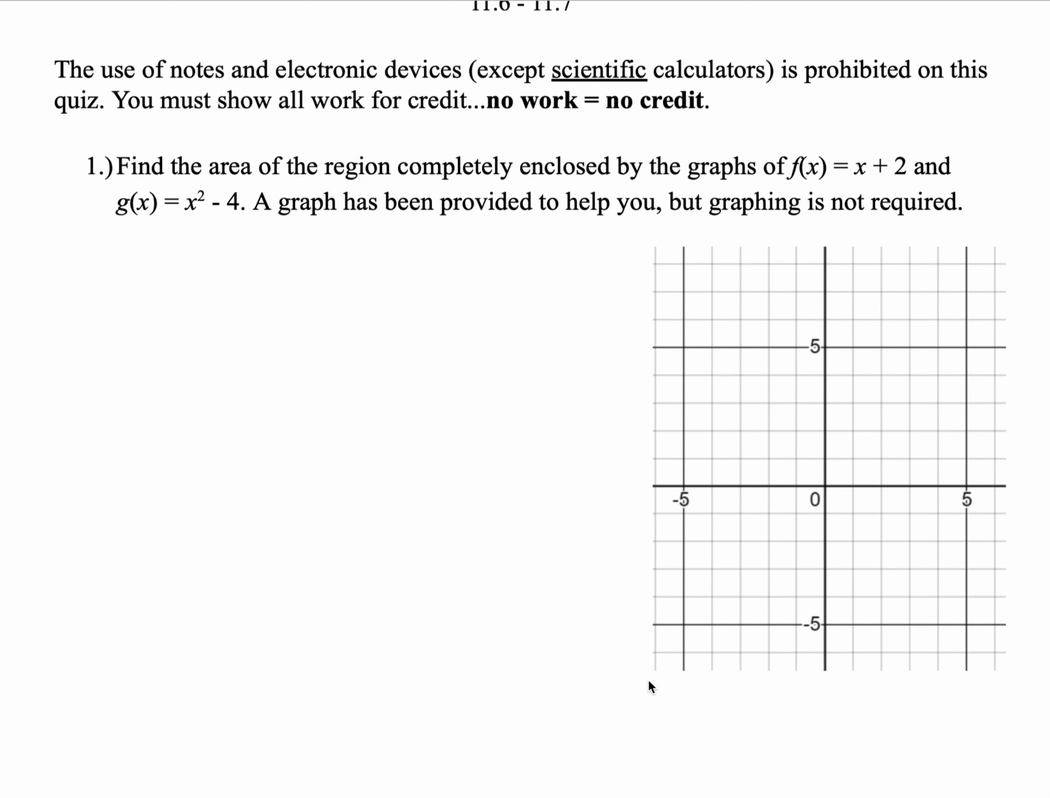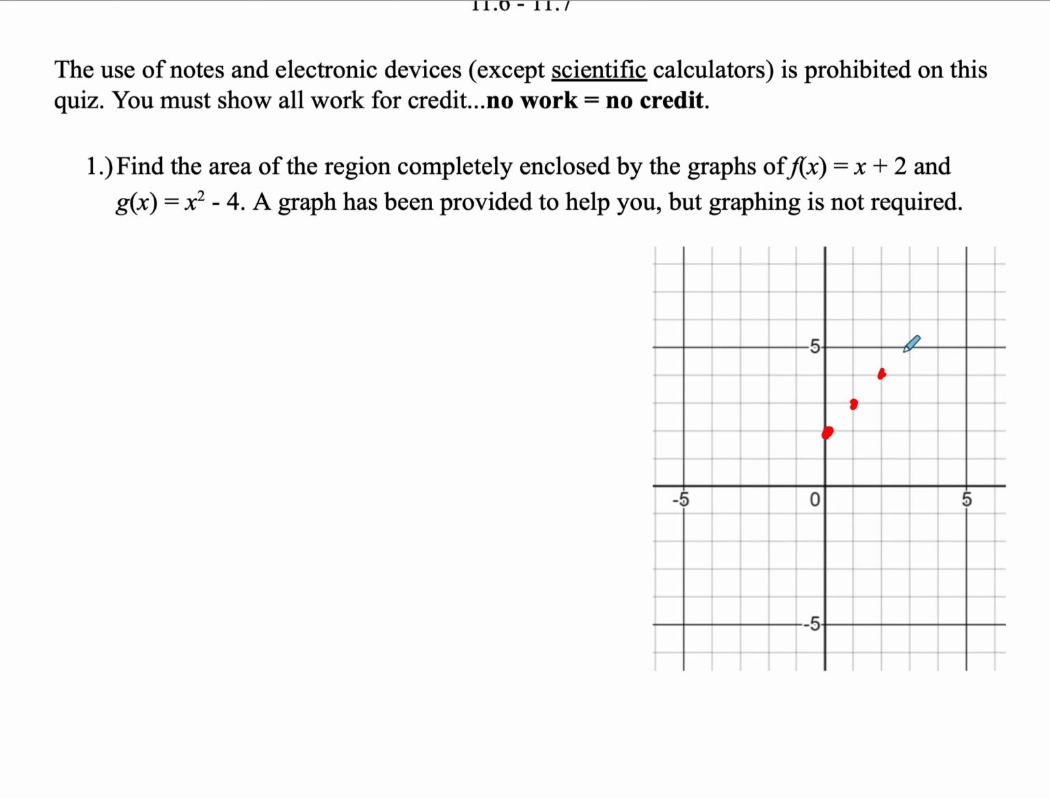So the first problem is, find the area of a region completely enclosed by the graphs of x plus 2 and x squared minus 4. A graph has been provided, but graphing is not required. So in class, I said that I'm going to try to provide you with these graphs, and it's important that you think about how to use them.